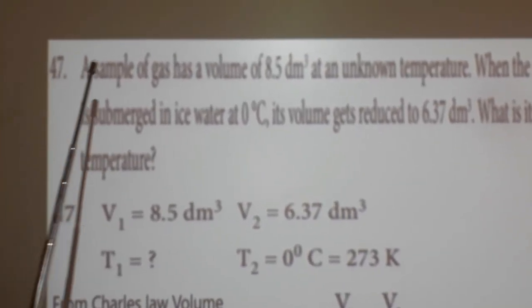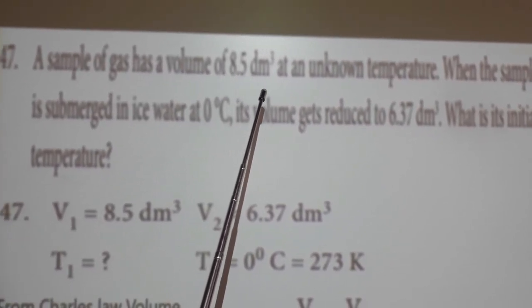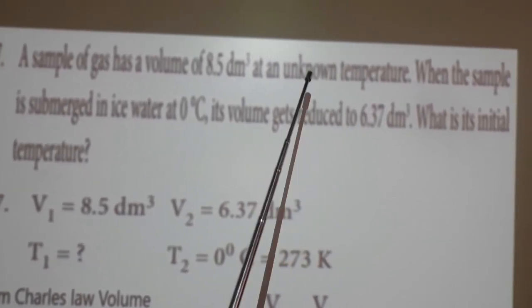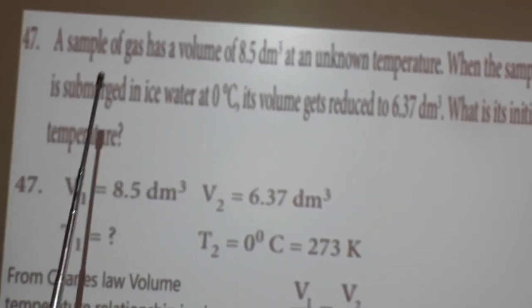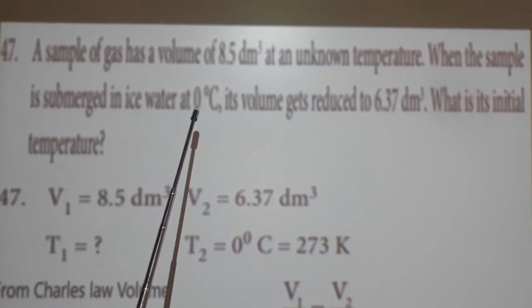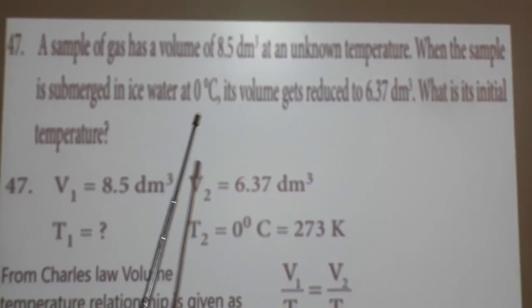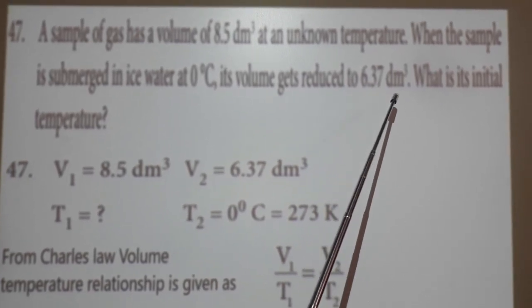Then question 47. A sample of gas has a volume of 8.5 decimeter cube at unknown temperature. So this one is the V1 value, and the T1 value we don't know, so T1 is equal to question mark. When the sample is submerged in ice water, 0 degree Celsius is the T2 value. Then 0 degree Celsius converted into Kelvin, we get 273 Kelvin here. And the volume is given as 6.37 decimeter cube.